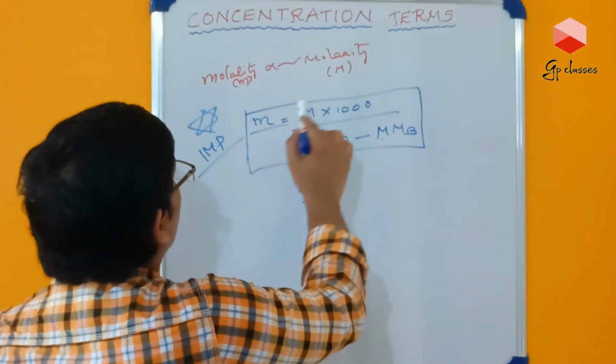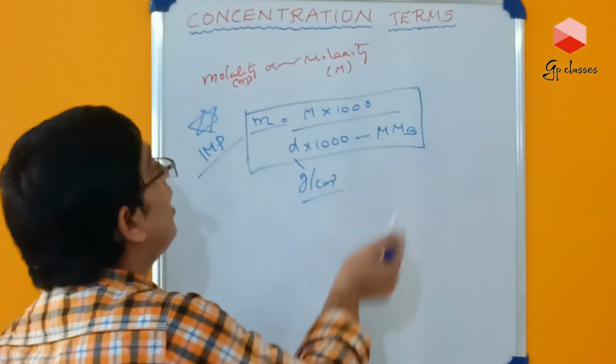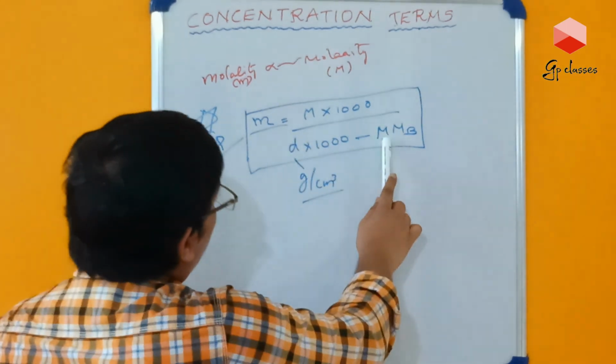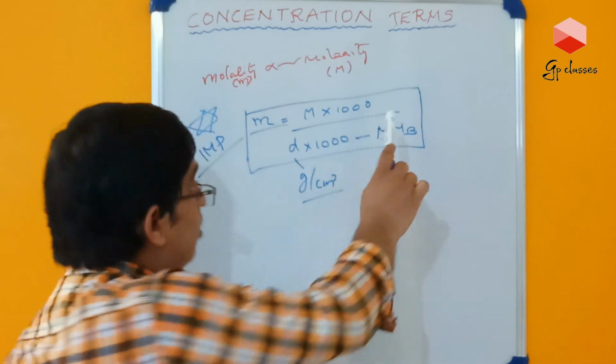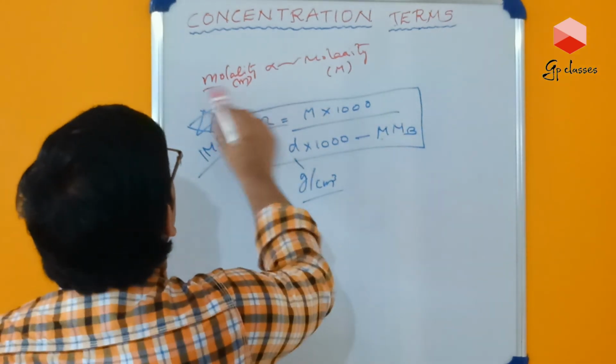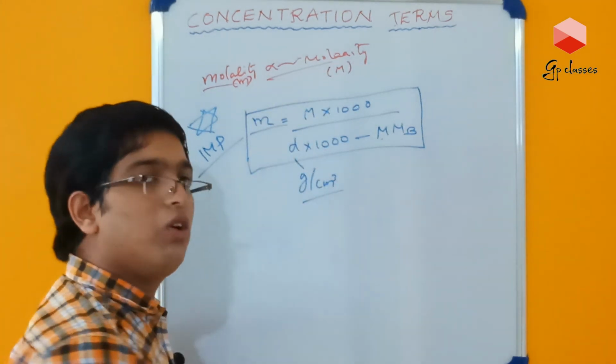So molality is equal to molarity into 1000 divided by density into 1000 minus molarity into molar mass of solute. That is the equation by which we can connect molality with molarity. Hope you get it.